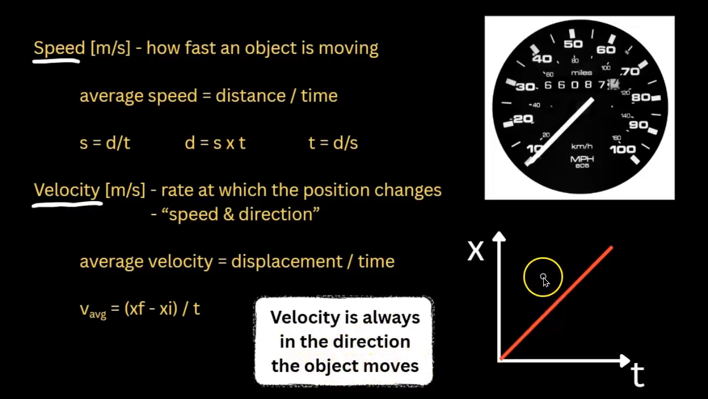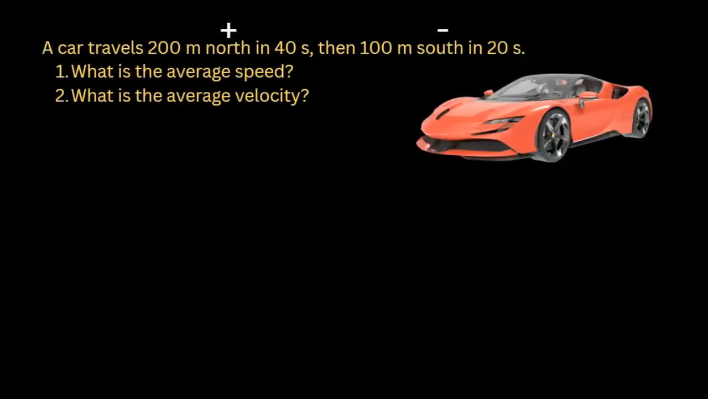Here we have what is called a motion graph. It's a position versus time graph, and the slope on a position versus time graph represents the velocity. A straight line on a position versus time graph represents constant velocity. Now we're going to take a look at a speed and velocity problem.